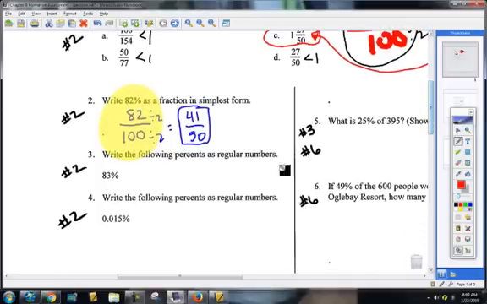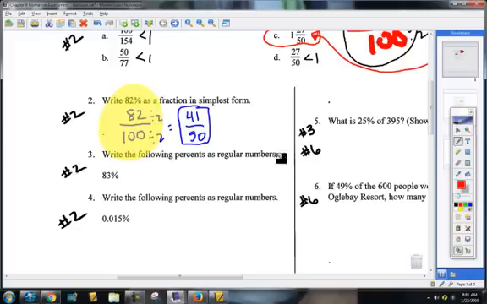All right, number 3. Write the following percent as a regular number. Now remember, percentages are out of 100. So percents have a percent sign. Fractions have a fraction bar, obviously. And then the regular numbers are just any number: 2.9, 33, 51, 28, 28.2, 0.9. Those are all regular numbers.